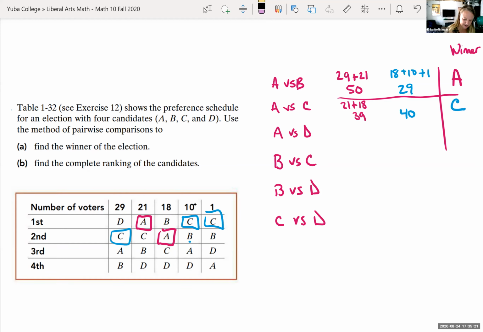A and D. D won out of the 29. A won out of the 21. A won here with 18. A won here, and B won. So 21 plus 18 plus 10. Oops. So that's 39, 49. That means that D would have gotten, if I summed up those other, I should get 30. That means that A is the winner between A and D.